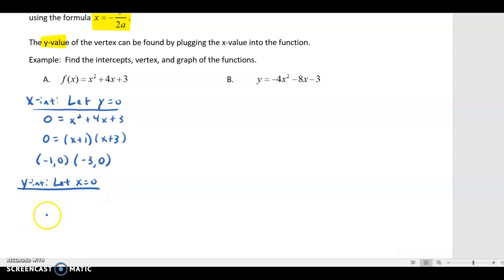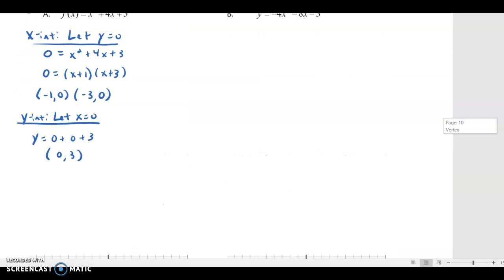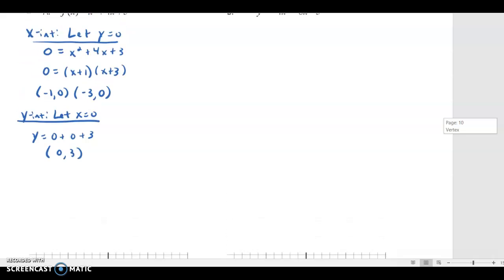Okay, so in that case, if we let x equal 0, we'll get y equal 0 squared plus 4 times 0 plus 3. So we get the point (0, 3). Okay, and let's slide down a little bit. There we go.